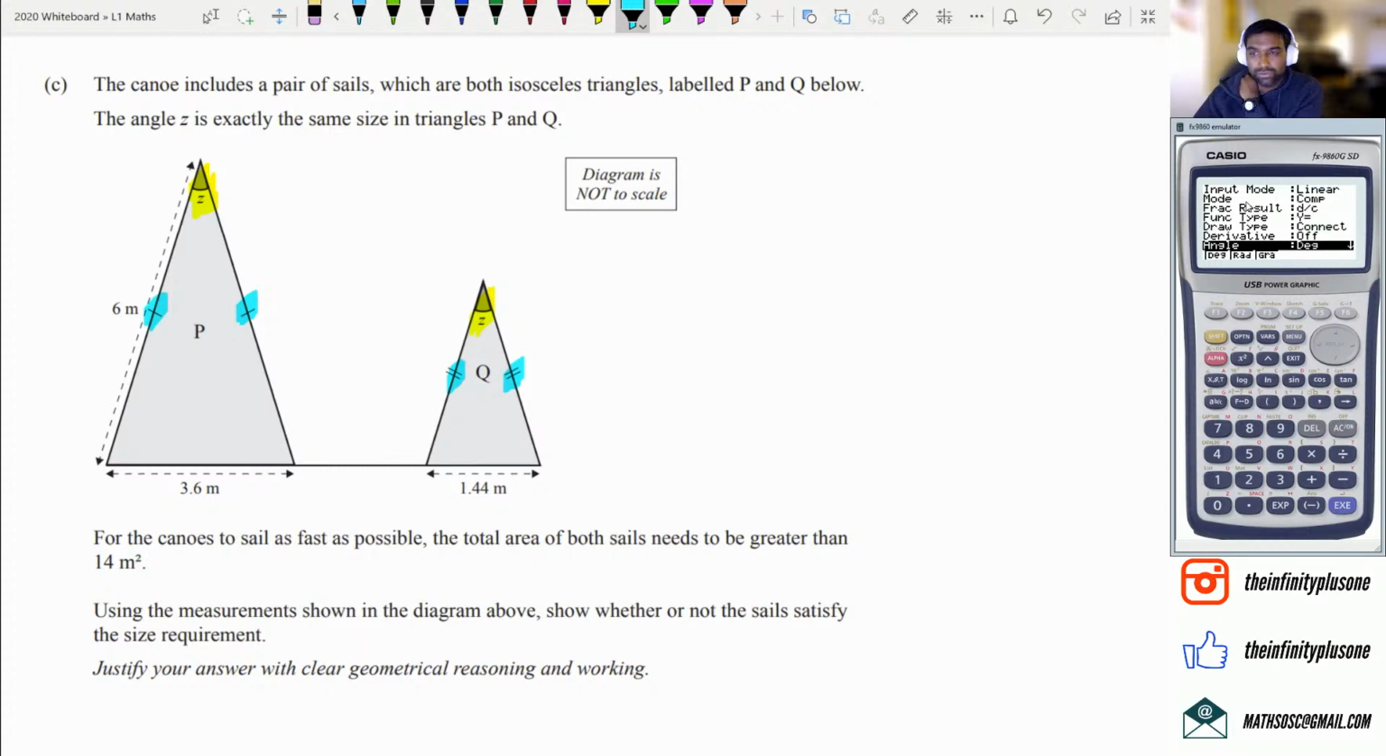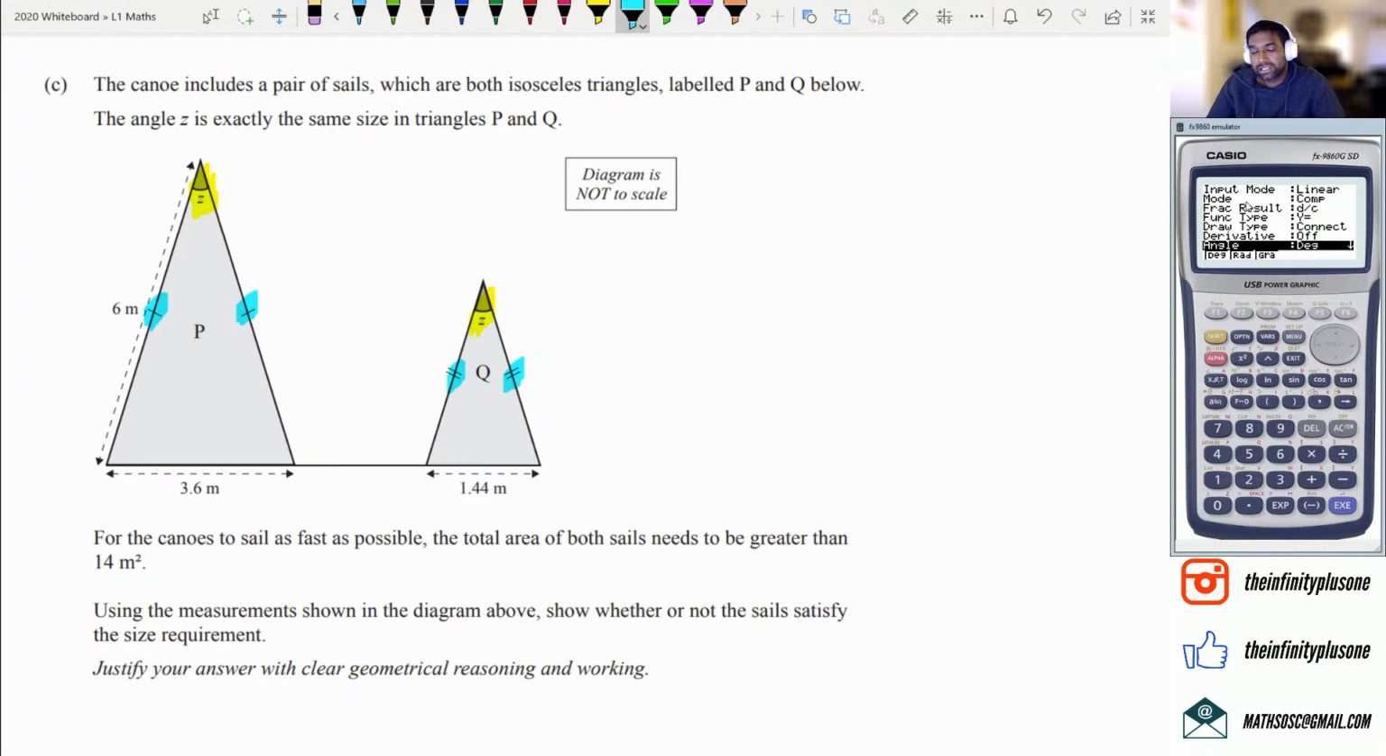So going from here, we've got so many ways in which we can answer this question, because the question is saying that for the canoes to sail as fast, the total area of both of these triangles has got to be 14 meters squared. So we're looking for the area of both of these triangles. What can we do here? We can work out the height of triangle P, and then we can use similar triangles to work out the height of triangle Q and then put it together. That's one way to do it.